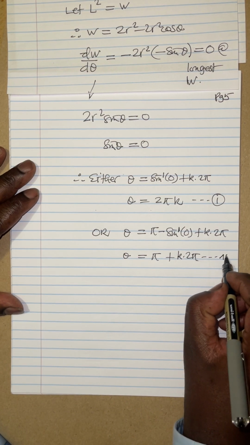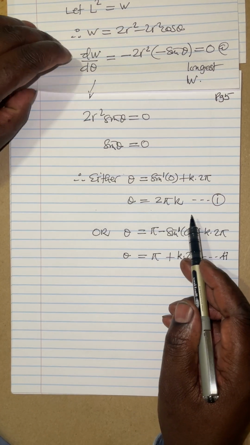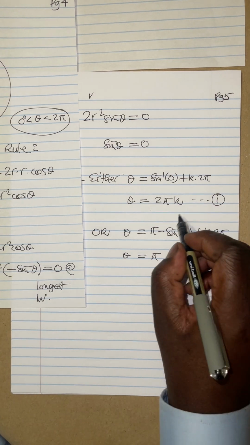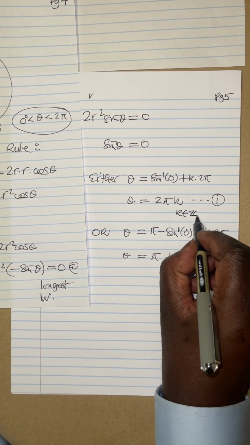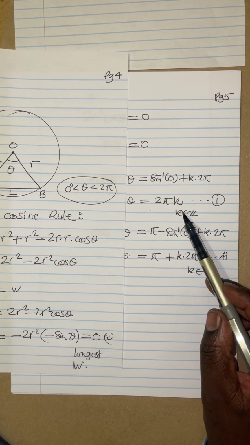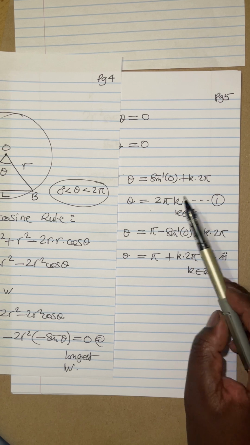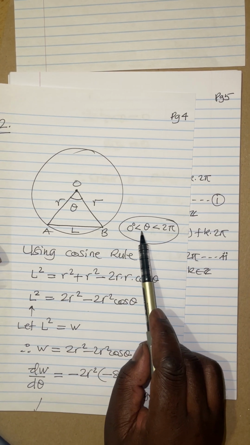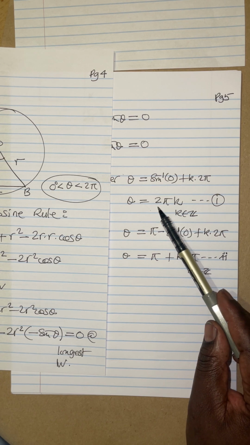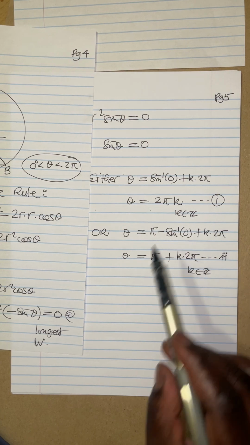Now notice something. If you look at this equation here, we can't get a solution there because of our restriction on theta. Remember, k is an integer. Negative integers cannot work because theta cannot be negative. 0 will not work because the restriction says theta must be greater than 0. So k equals 1 will be 2 pi, which will not work because theta must be less than 2 pi. So this one here doesn't give us any solution.